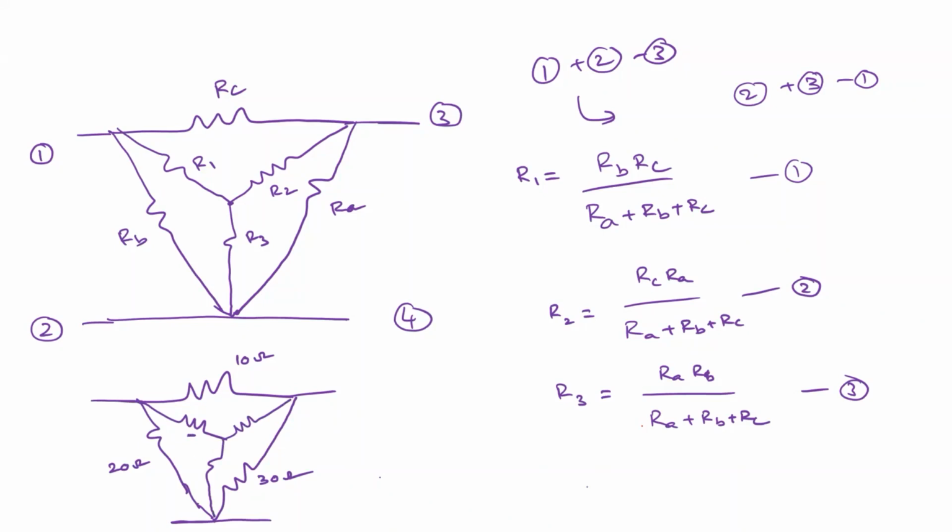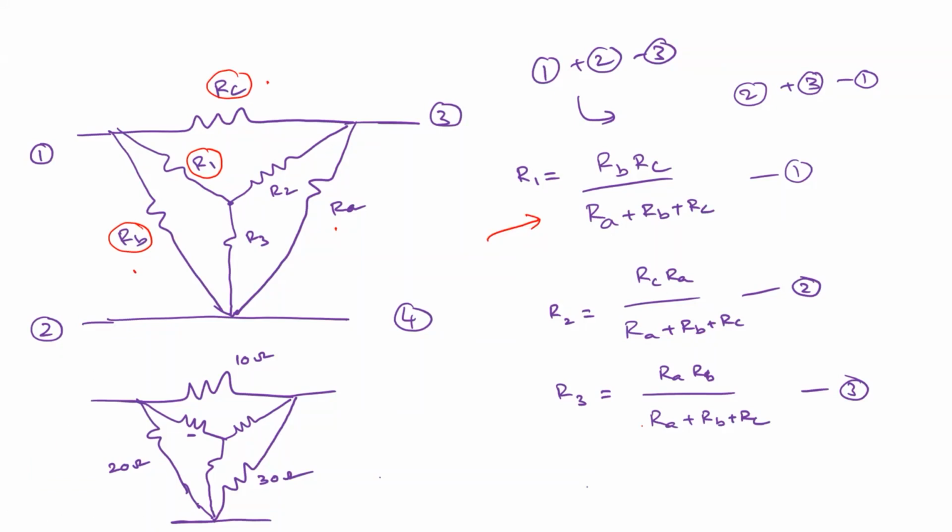If you notice how they are formulated, you have R1, right? It is the multiplication of these adjacent ones, RC and RB, divided by the sum RA plus RB plus RC. So this is what it is. Agree?